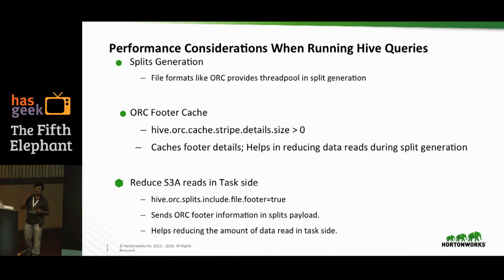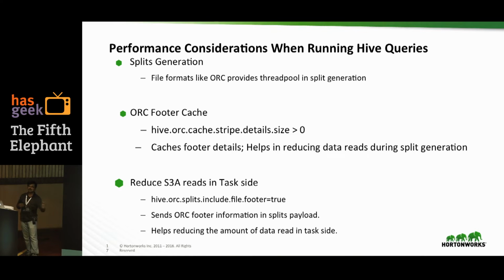So the split information is given on to the task side, and the task reads the files in terms of computing the query, or performing the query. And what happens on the task side is that the moment it receives the split load, it reads the footer information of the ORC again, because it needs to read the details so that it will be able to locate the data blocks. So the data is read again on the task side for understanding the footer information.